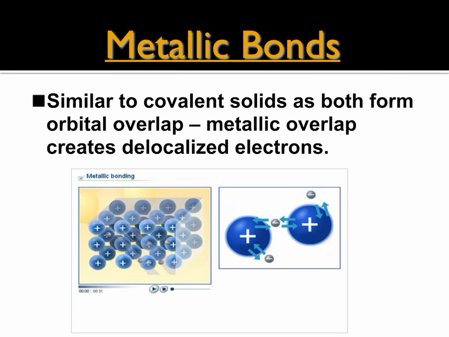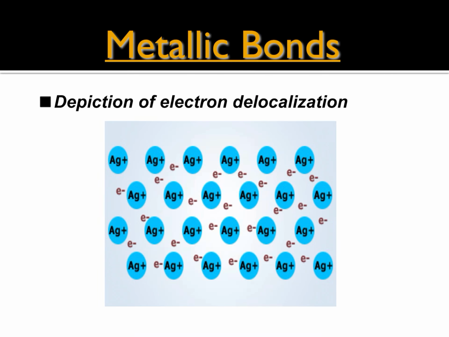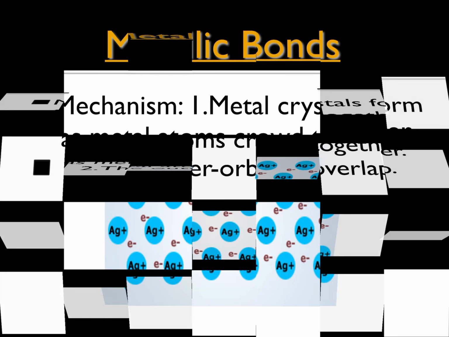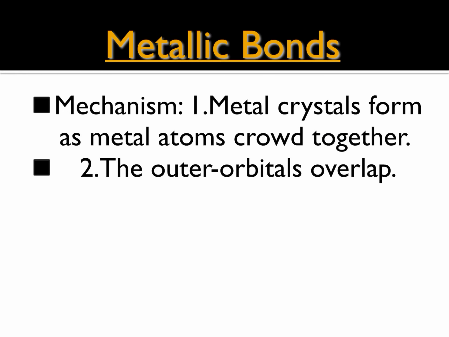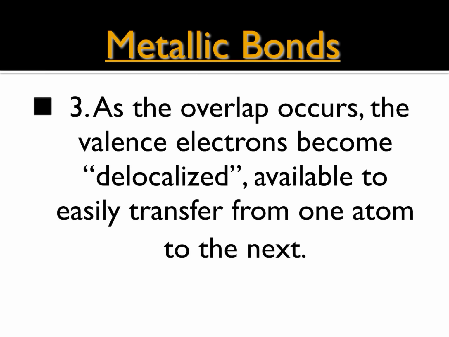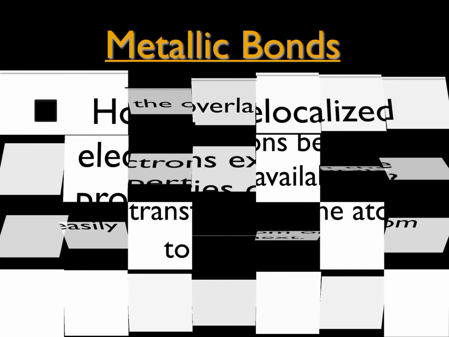And again, here's another three-dimensional way of showing electron delocalization, that the electrons, you can think of them as moving in between the metal atoms and free to do so. Again, we call that delocalization. This, believe it or not, is from the AP textbook. This is a silver crystal, and again, they're trying to show you that the electrons move freely in between those silver atoms. What's the mechanism? We're going to overlap these things just like covalent molecules. However, the overlap creates delocalization. That's the difference in terms of the properties.